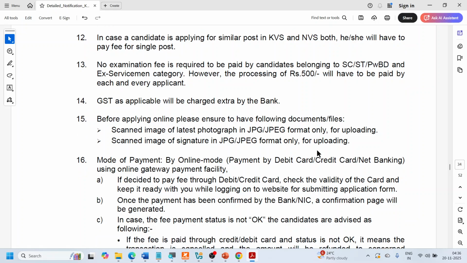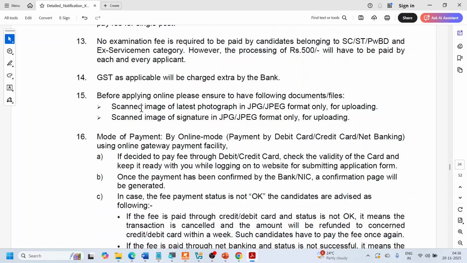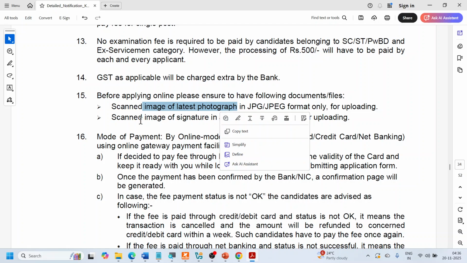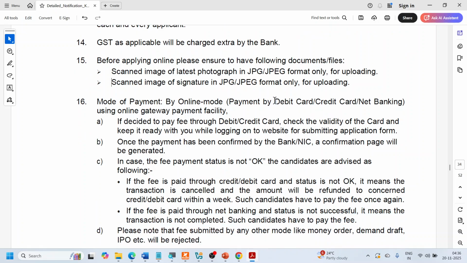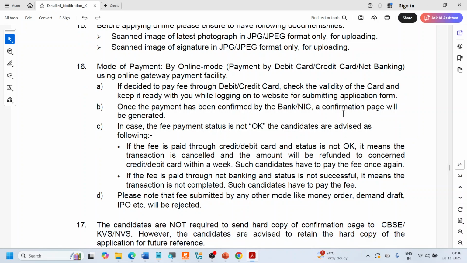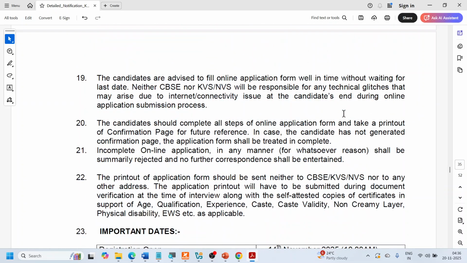Now, before applying, there are a few things you must have: a scanned image of your photograph and a scanned image of your signature must be there. Payment will be using UPI. Payment is also there, even though they have not mentioned it over here. Net banking and UPI are also there. You can pay using your UPI payment. Any UPI payment is valid.